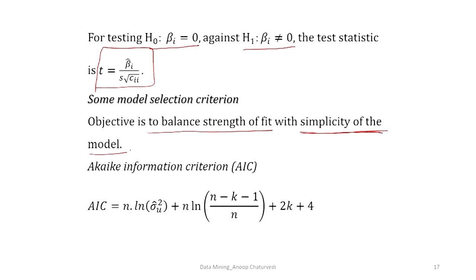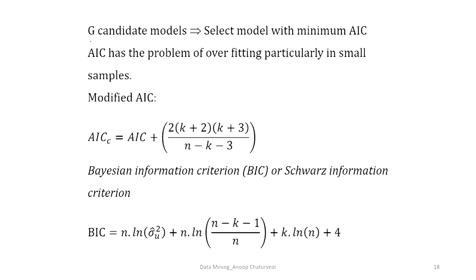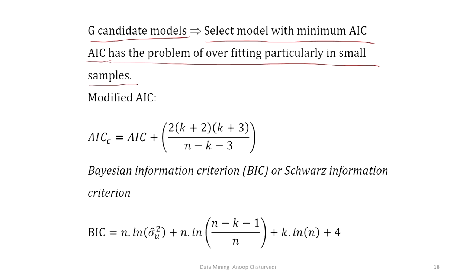So, the first information criterion is AIC, Akaike information criterion, which is defined as AIC equal to n times log of sigma hat square u, the maximum likelihood estimator of sigma square u, plus n times log of (n minus k minus 1) upon n plus 2k plus 4. So, this is how we define the Akaike information criterion. And suppose there are G candidate models, then you fit all the G candidate models and ultimately you select the model with minimum AIC. Then AIC has the problem of overfitting, particularly in small samples. It includes more variables than desired. So, it has been modified as AIC C equal to AIC plus twice (k plus 2k plus 3) upon (n minus k minus 3). So, this is the modified AIC.